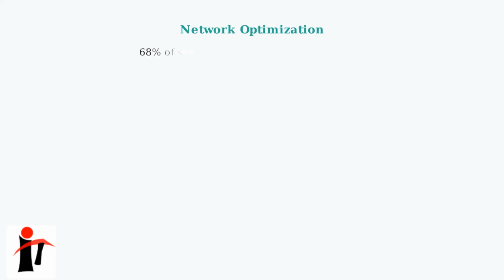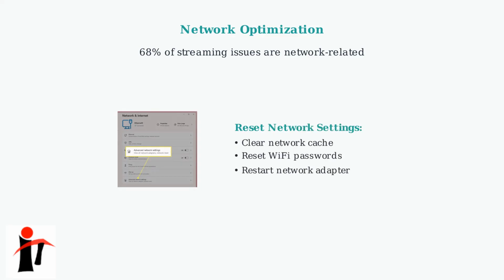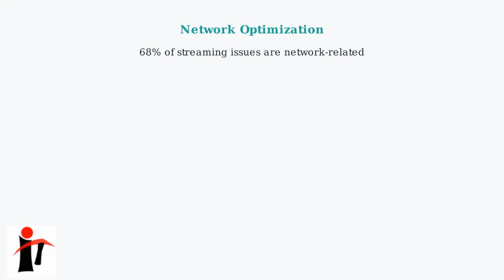Network issues are a major cause of streaming problems. Internet speed fluctuations can cause signal loss, especially in rural areas where connectivity is less stable. First, check your network settings. Access your device's network configuration to reset any corrupted network data that might be causing connectivity issues.